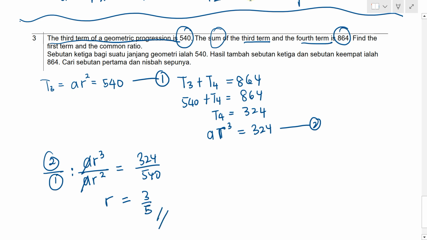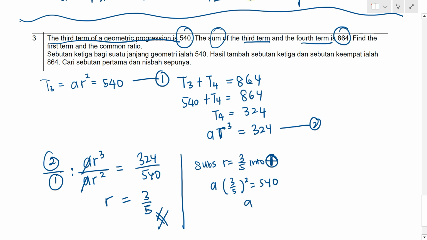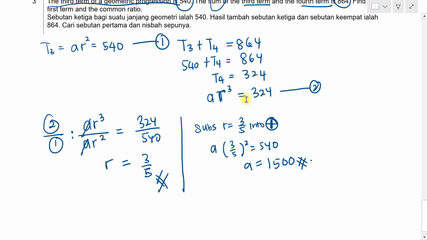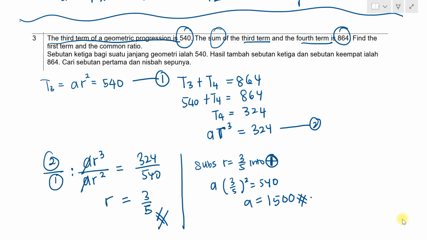Okay, so we have found our common ratio. Now find A. Okay, substitute R equals 3 over 5 into equation 1. So A times 3 over 5 squared equals 540. So what is your A? 540 divided by 0.6 squared. So you get A equal to 1500. Okay, that's all. Let's move on to question number 4.